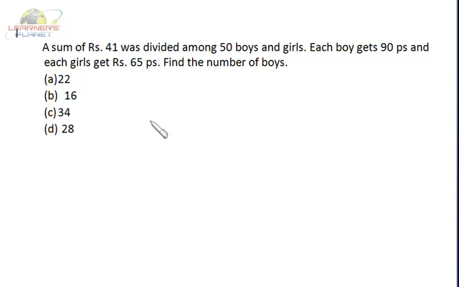Now let's see this problem. The concept is quite similar to the previous problem. A sum of rupees 41 was divided among 50 boys and girls. Each boy gets 90 paisa and each girl gets 65 paisa. We have to find out the number of boys. Okay. Now boys and girls.